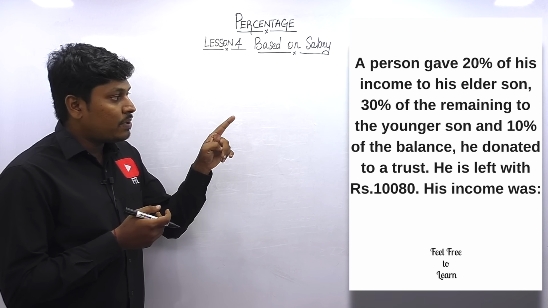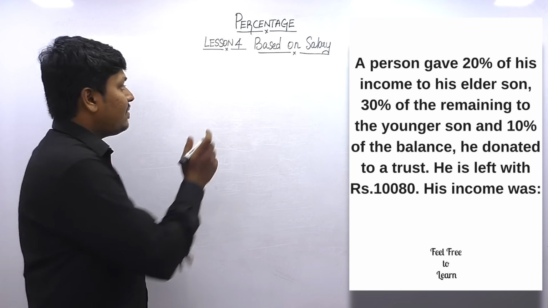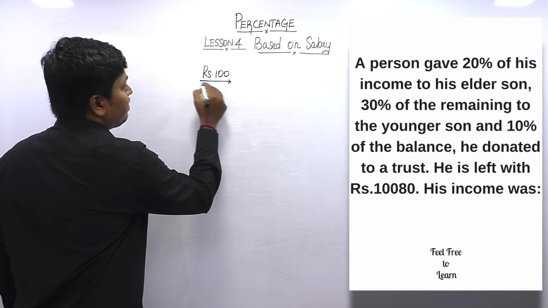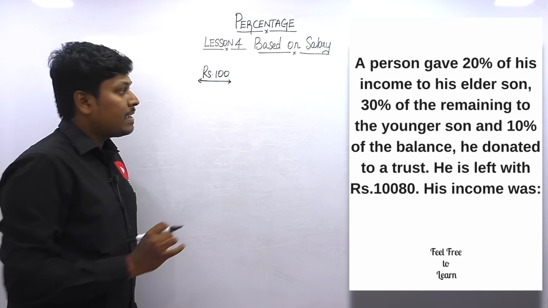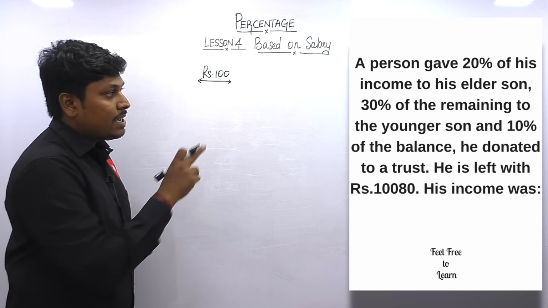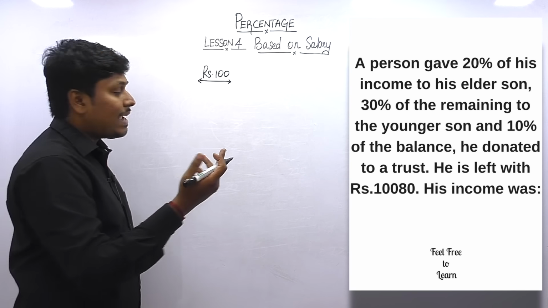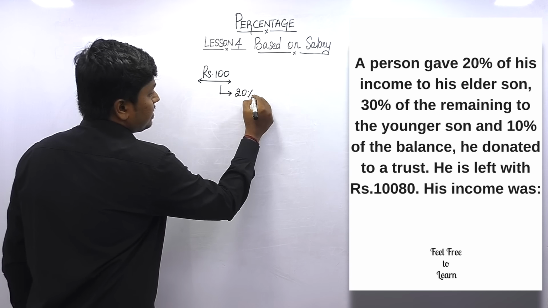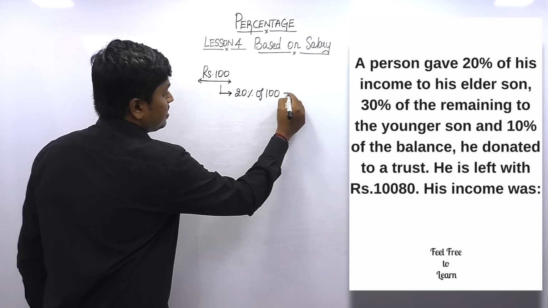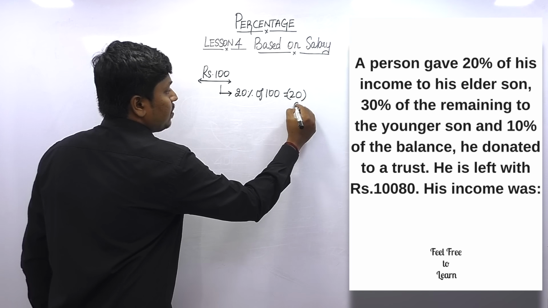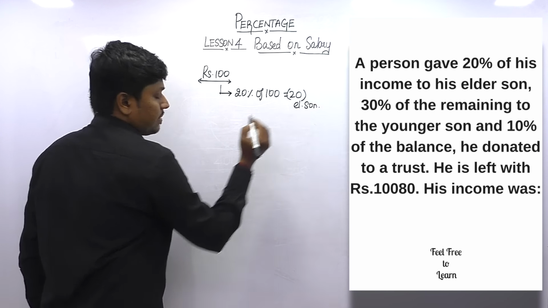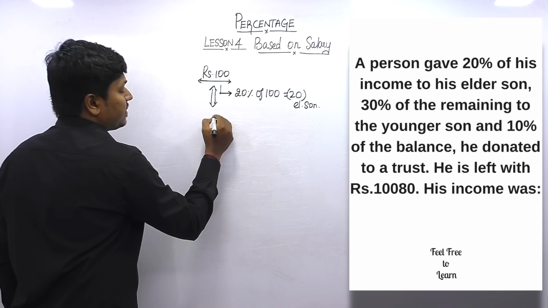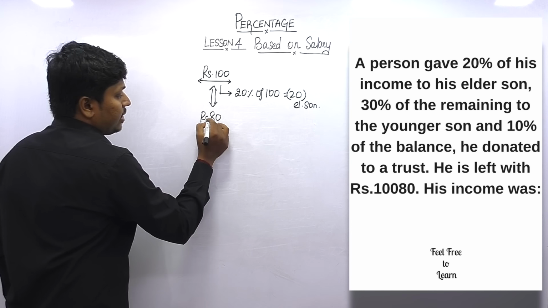So here we have found the word remaining. So better we can keep the base value as 100 rupees. So we are fixing the person's salary as 100 rupees. Initially from this 100 rupees, he gave 20% to the younger son or elder son? Okay, 20% to the elder son. So 20% of 100 is 20 rupees. So 20 rupees he is spending on the elder son. So 100 minus 20, and he has 80 rupees with him.